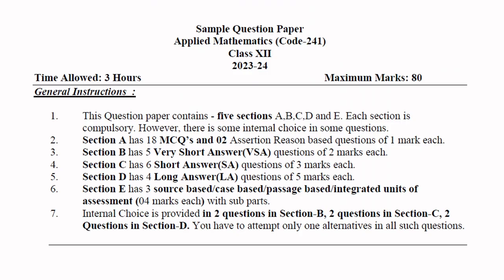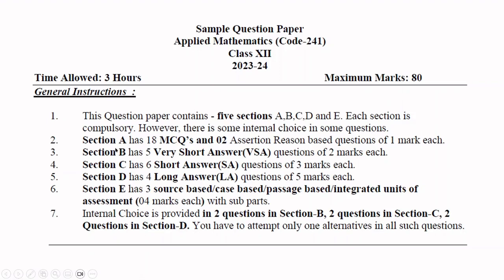Now before starting with the questions from section A, we'll see the general instructions which are given in the sample paper. The board exam question paper will also be of the similar type. The allocation of marks will be the same as the allocation of marks given for these 5 sections. The first point is this question paper contains 5 sections A, B, C, D and E, and each section is compulsory. There is some internal choice provided in some of the questions.